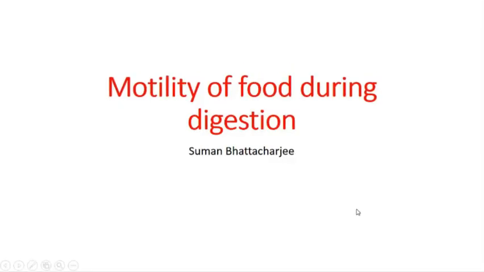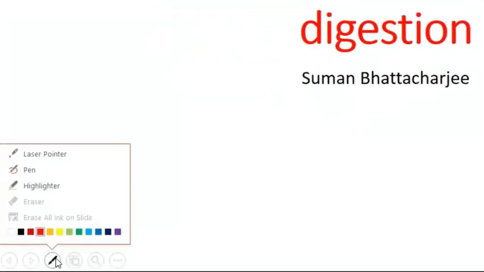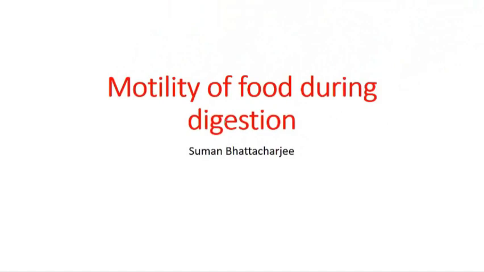Welcome back, friends. This is the second part of our discussion regarding the digestive system and the digestion of food by human beings, and this is about the motility of food during the process of digestion. Motility is the movement of food through the gastrointestinal tract, and the muscles of the digestive tract walls are also very responsible for propelling and mixing the food contents together. Let's see the whole process in detail.